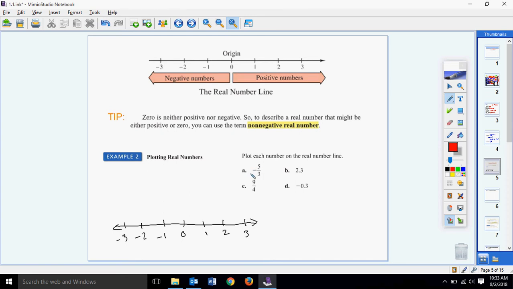So I know that -5/3, if I type that in a calculator, that's going to be -1.6. And sometimes it helps to see the decimal when we're going to plot it. But I know this number lies between -2 and -1. So somewhere in this section. But it's a little bit closer to -2. Okay, so I'm just going to plot it a little bit closer to -2, and we'll call this point A.